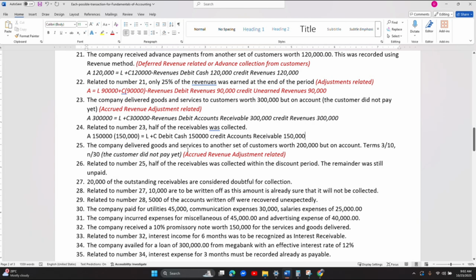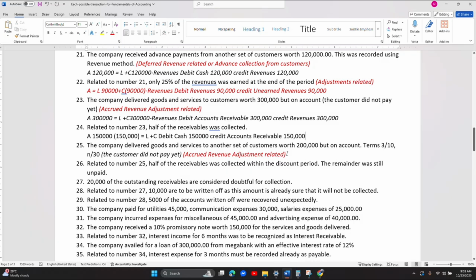Now let's go to number 25. The company delivered goods and services to another set of customers worth 200,000 but on account. But this time there are complications already, like the credit terms, which are 3/10, n/30. The meaning of this is that when the customer pays within 10 days, they will enjoy a 3% discount, and they will not enjoy any discount at all if they pay after 10 days but within 30 days. So those are the credit terms.